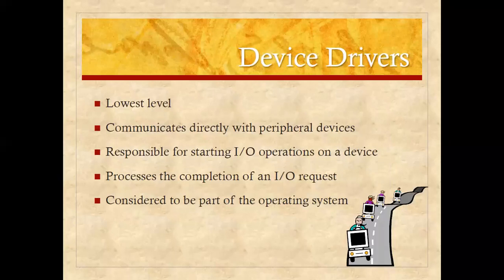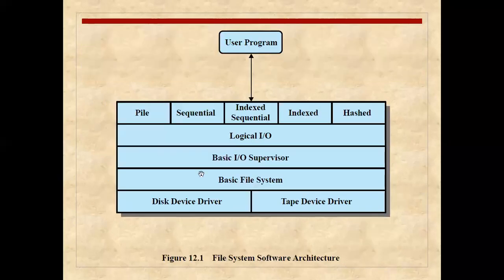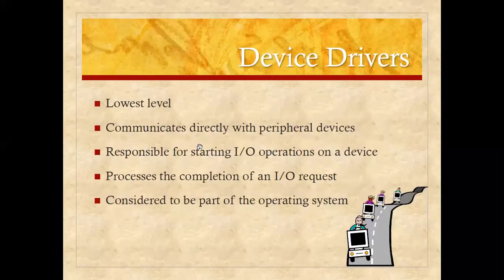Then what is a device driver? Device driver means this disk device driver, tape device driver. What does it mean? It is at the lowest level and communicates directly with peripheral devices. Only the device driver can directly communicate with external sources like IO devices. If you want to use your printer or any other input output device or CD, only the device driver can read or write data from your input output devices.